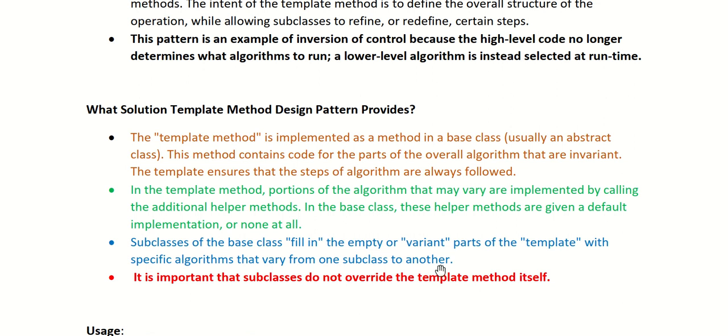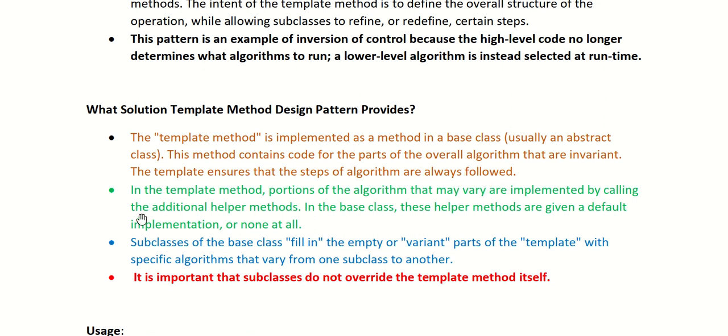So that's the solution the template method design pattern provides. It contains two steps. The first solution is that the template method is implemented as a method in a base class. This method contains code for the parts of the overall algorithm that are invariant, whose sequence is not going to change for any reason. One such example is building a house. You can't build the wall without laying the foundation. That's not possible. The template ensures that the steps of the algorithm are always followed. You should follow that sequence, or the order.